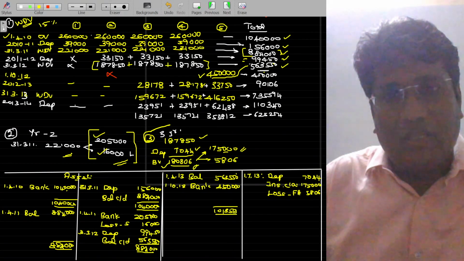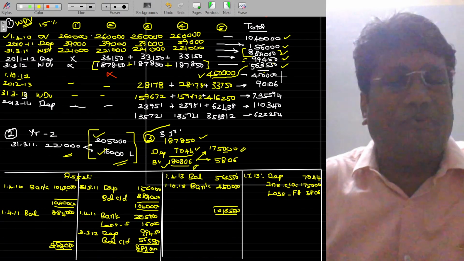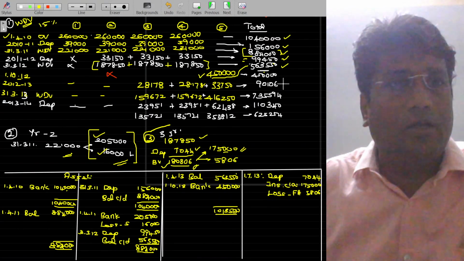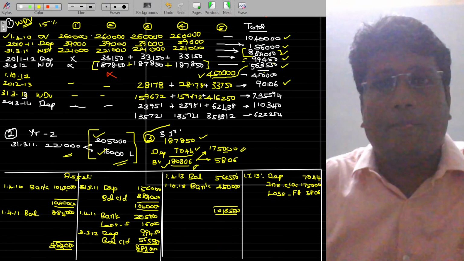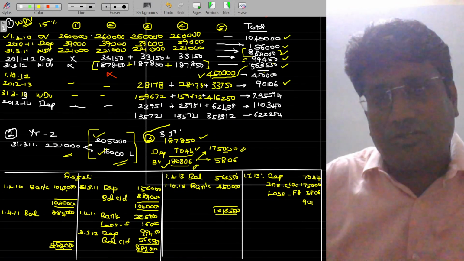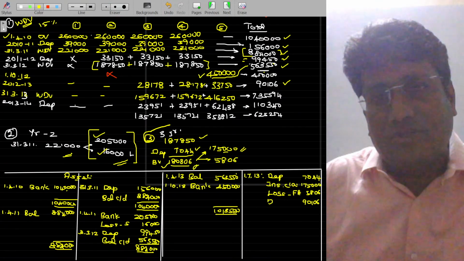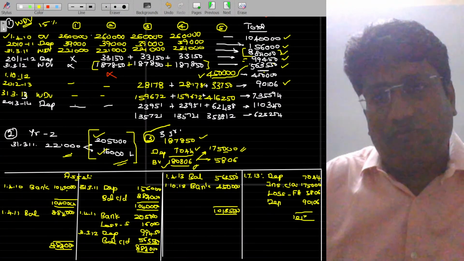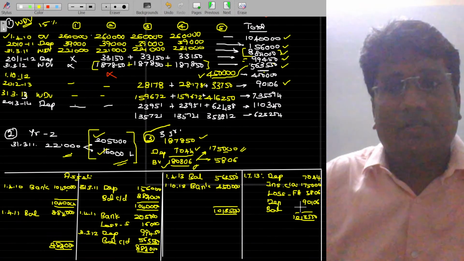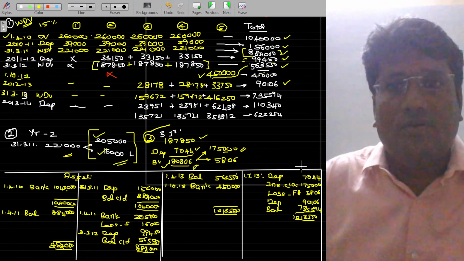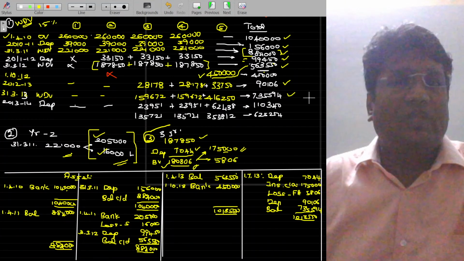If I tally this, 10,13,550, and we have to provide the depreciation for the third year. The depreciation provided for the year 12 and 13 being 90,106. This is the depreciation. After that, if I tally 10,13,550, the balance I will get by this time being 7,35,594. Hope you could understand.